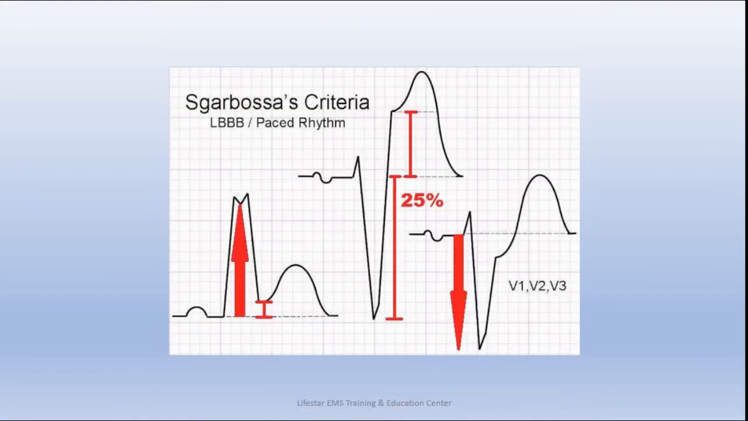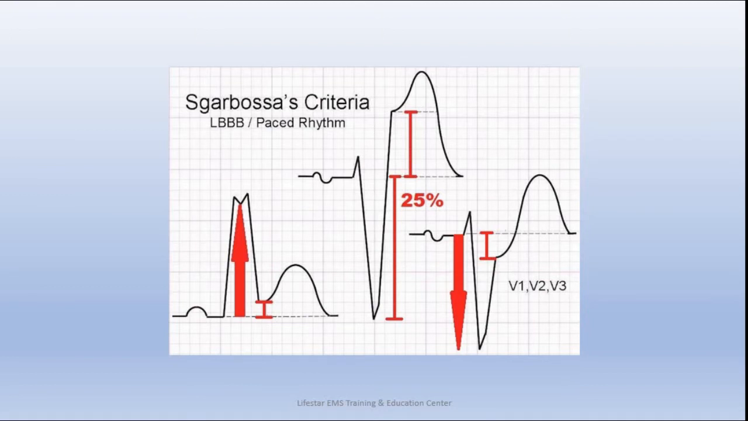In this third rule, you had that very, very deep negative deflection, and so you would expect the rebound to come up above the isoelectric line, but that didn't happen here. It stopped early, creating this much concordant ST depression. Now this, you'll notice it says there V1, 2, and 3.